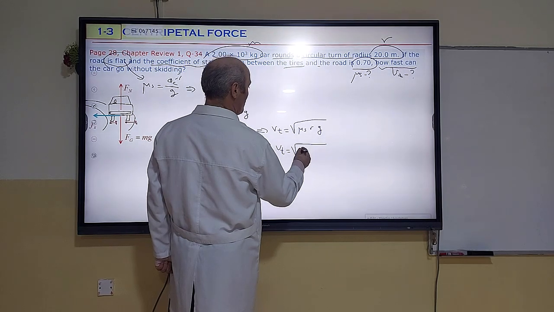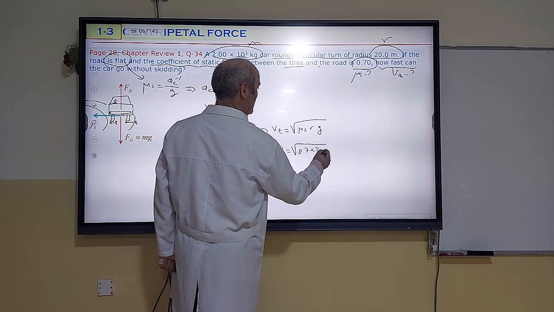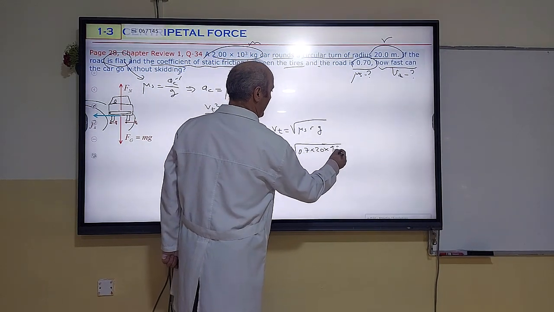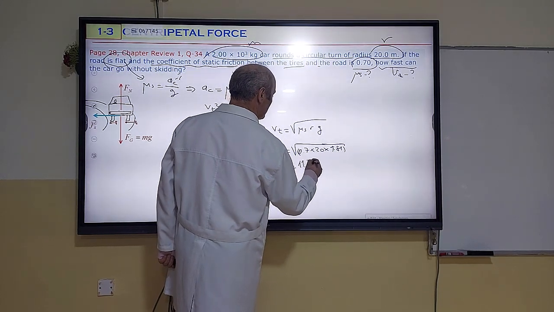11.7 μs was how much? Open 7. R is how much? R is 20. 9.81 is the g. And the result is going to be, VT is 11.7 meters per second.